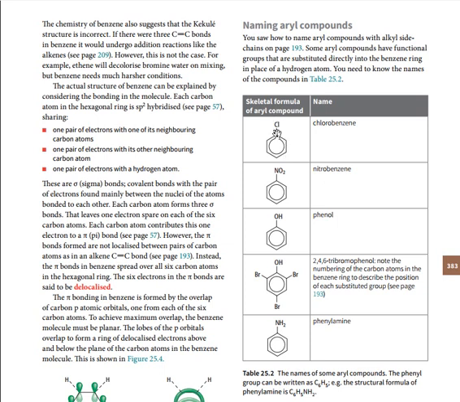So this is position 1 here, this is position 2, position 3, position 4, position 5, and position 6 of benzene. The molecule found on position 1 is the one controlling the naming of the benzene. So at position 1 you only call it chlorobenzene. Here, since at position 1 you have a nitro group, you call it nitrobenzene. At position 1 you call it phenol.